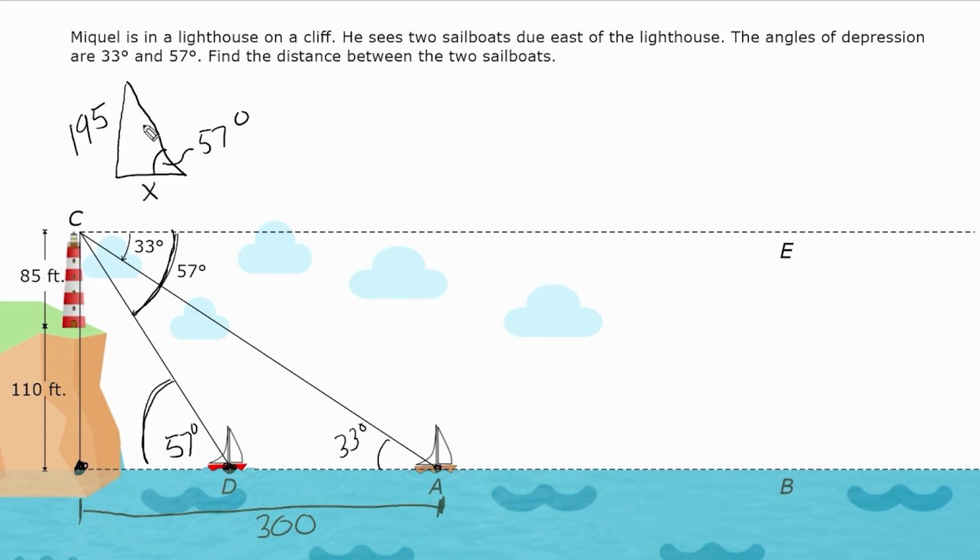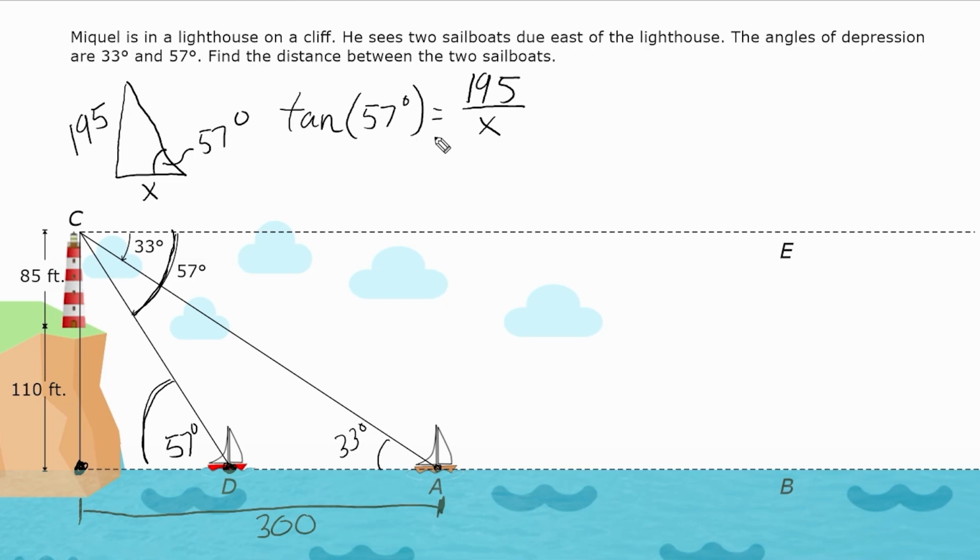So we have the same two side lengths that we did from the last example. We have the line that is opposite of our 57-degree angle and a line that is adjacent. So what we're going to do is write the tangent of 57 degrees is equal to the ratio of our opposite side length, which is 195, over the side we're looking for, which is the base of this right triangle.